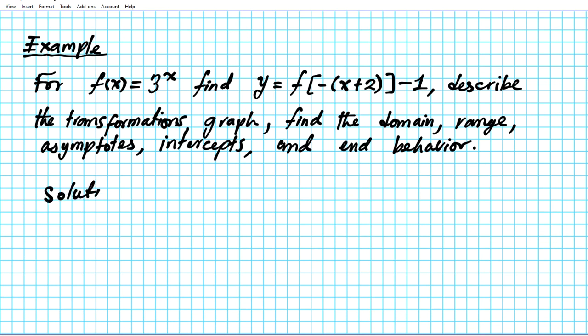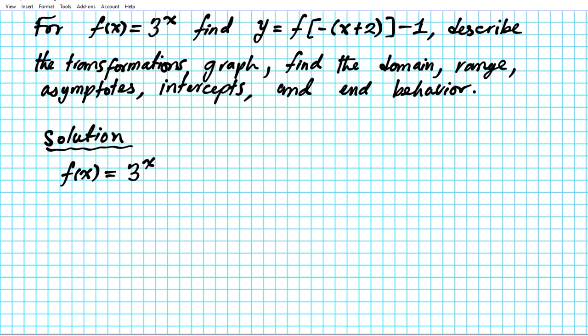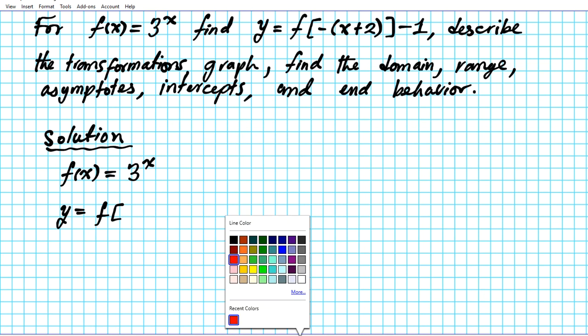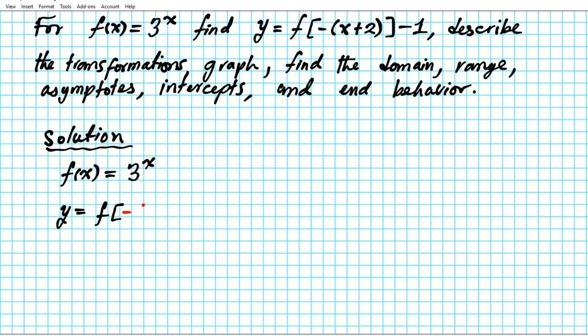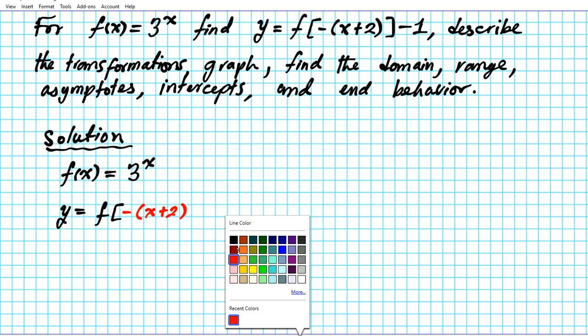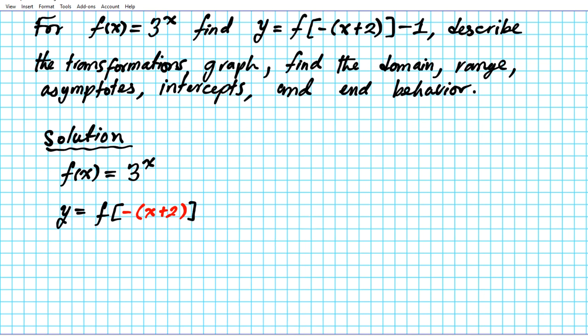So we're going to start off by looking for the function y. The starting function that we have is the parent exponential function, f of x equals 3 to the x. So let's figure out what y is. Y is given by f of negative x plus 2. So we're composing the parent function with negative quantity x plus 2, and then we're subtracting 1 from the parent function.